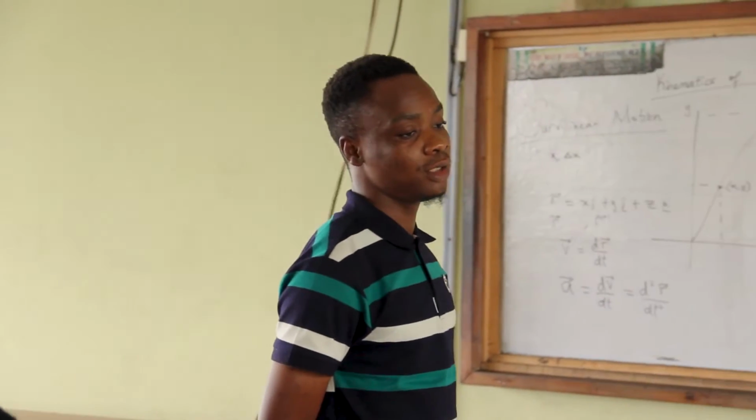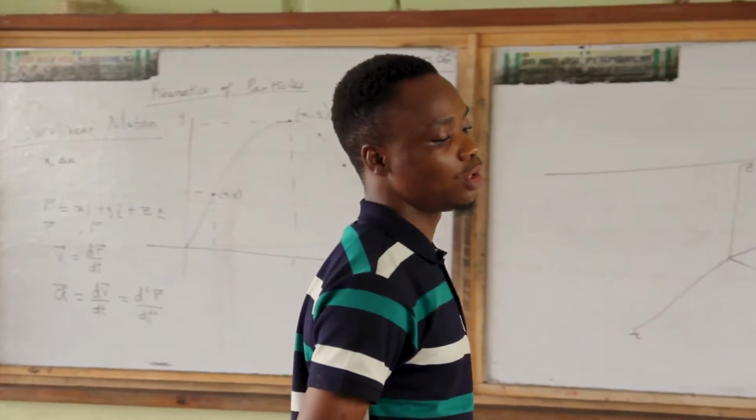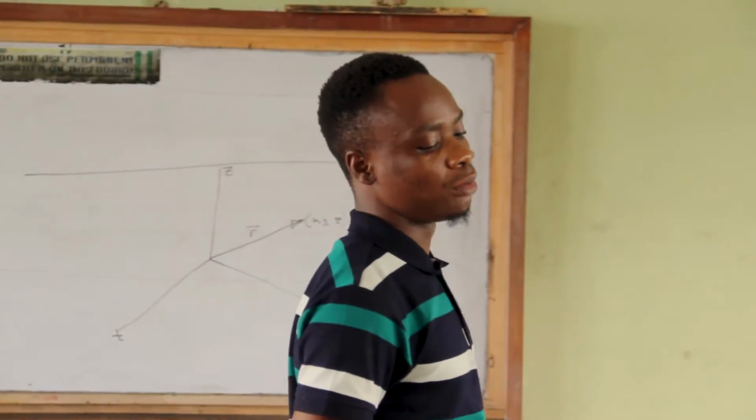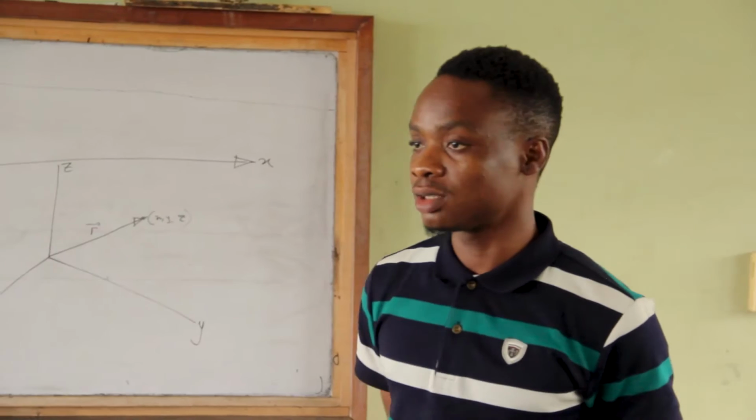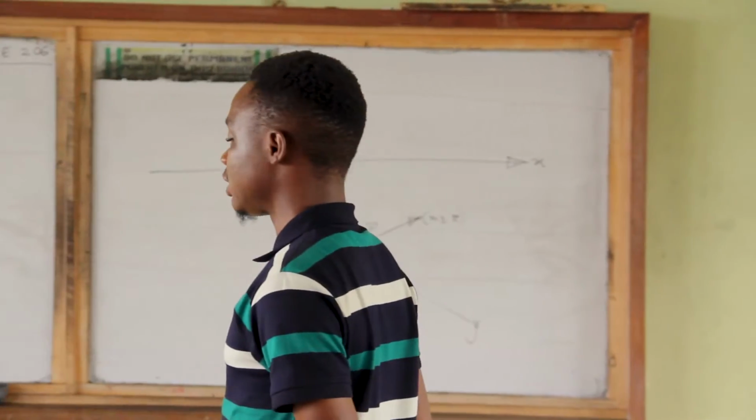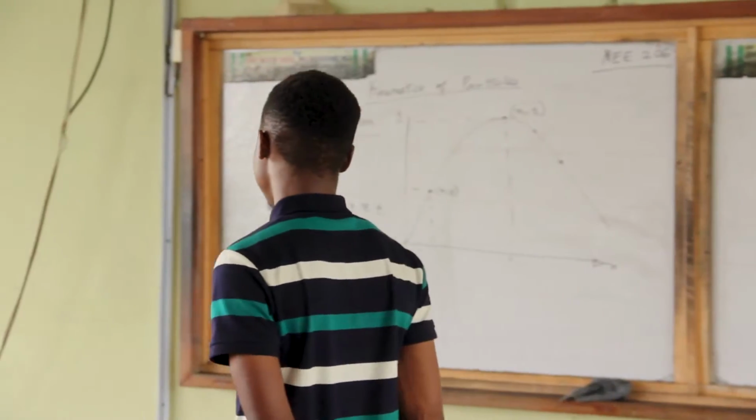So, you know what trajectory is? Trajectory is the path followed by a moving body. That means velocity is always tangent to the path followed by a moving body. Does it make sense to you? It is always tangent to the path followed by a moving body.